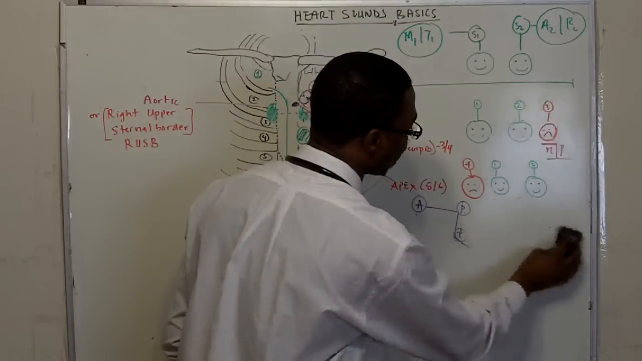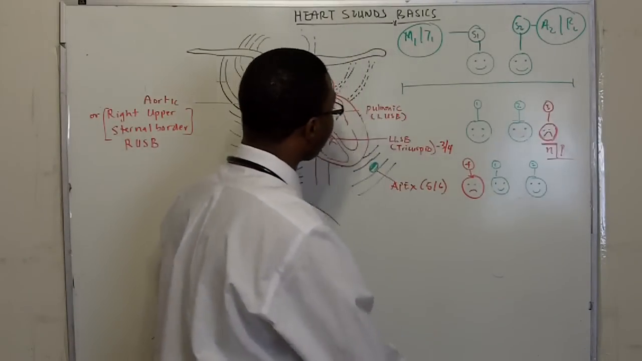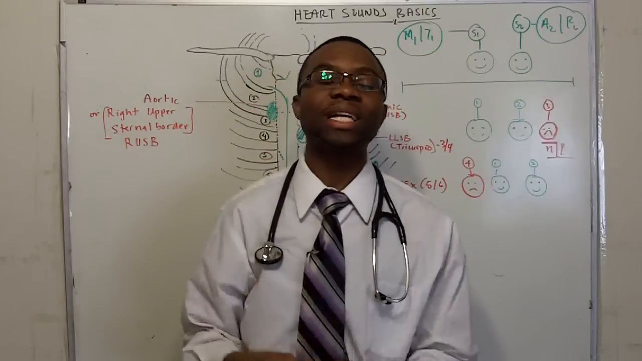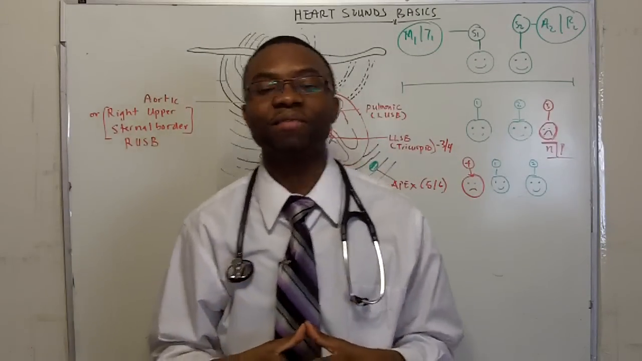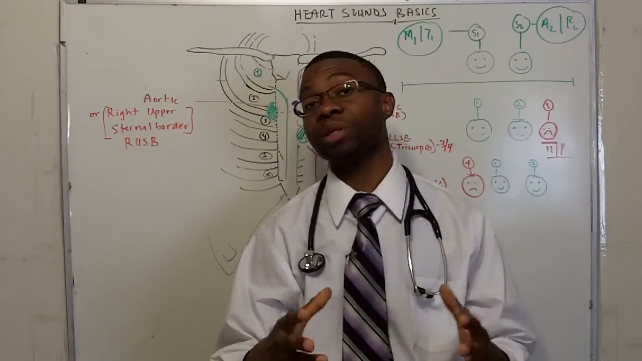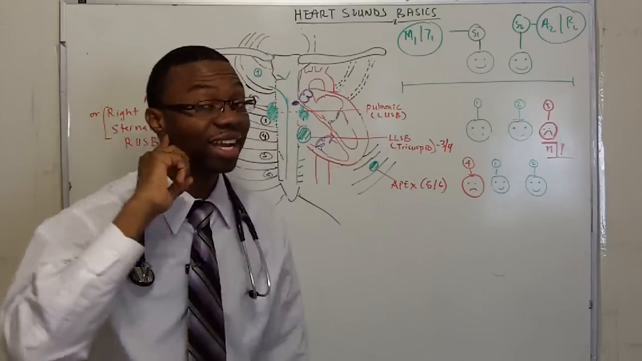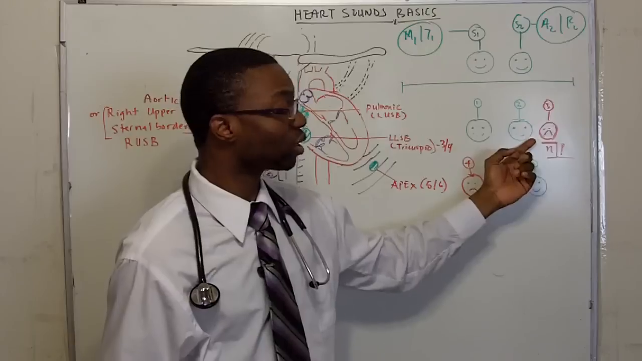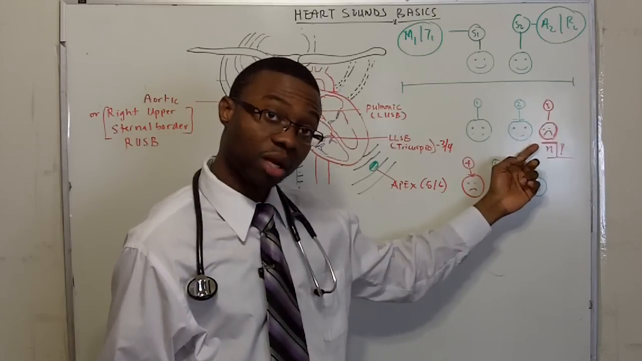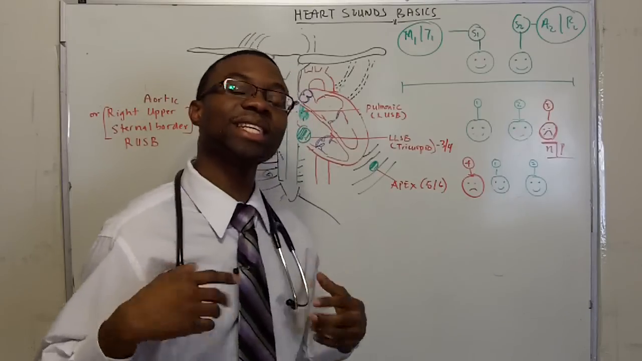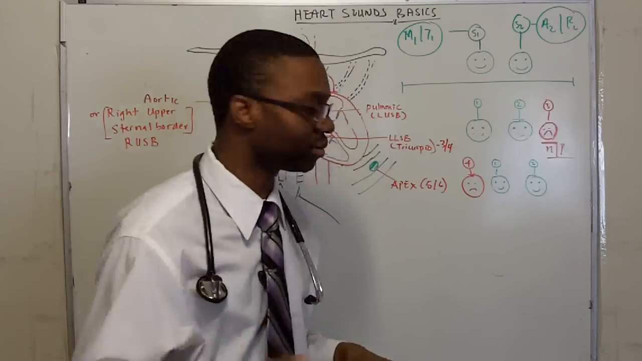An S4 is an atrium trying to contract against what? A non-compliant ventricle, a stiffened left ventricle, usually left ventricular hypertrophy. So now let's hear S4. S4 is very interesting because S3 is very close to S2, after the second heart sound. However, S4 is close to S1. So let's see exactly how you're going to be able to hear it.